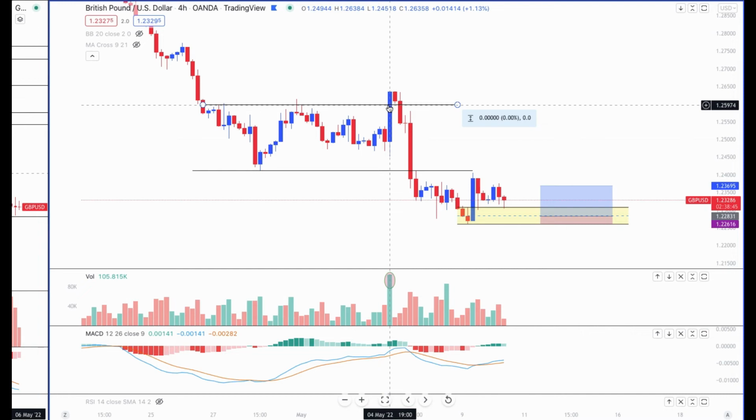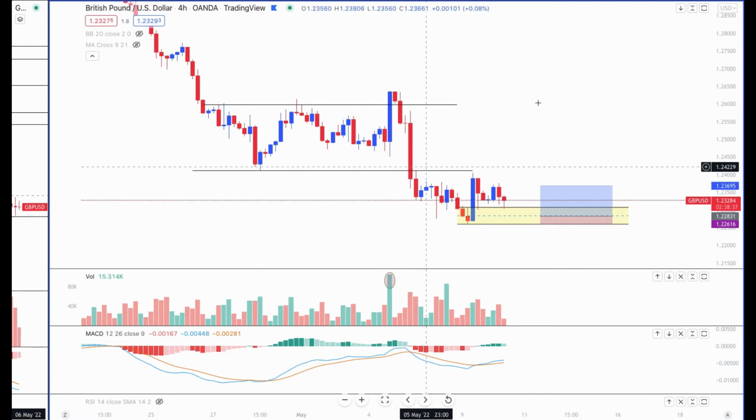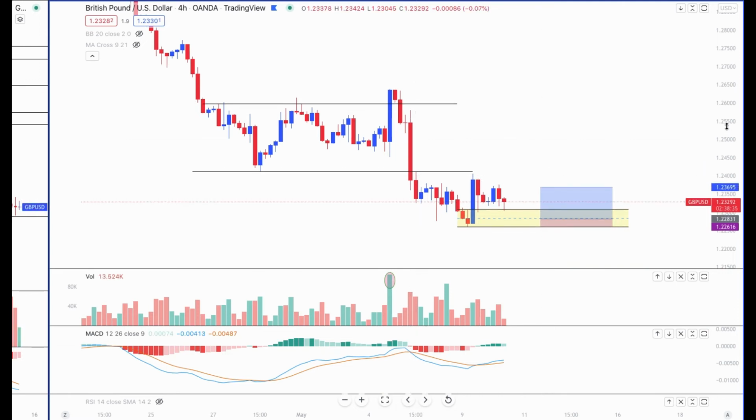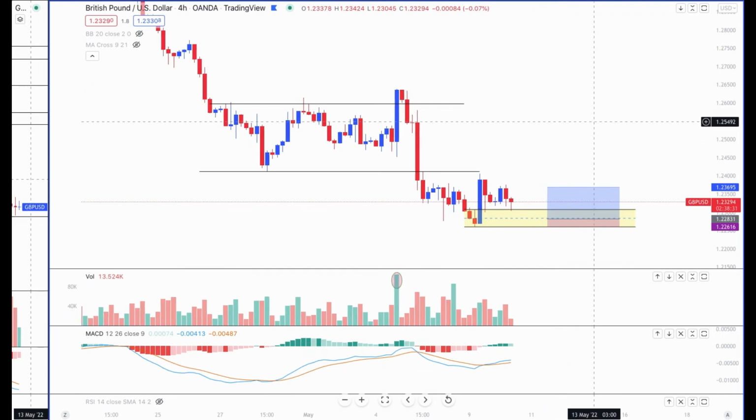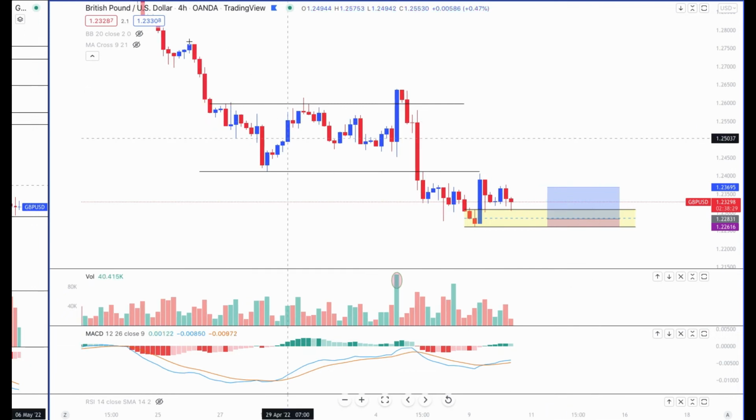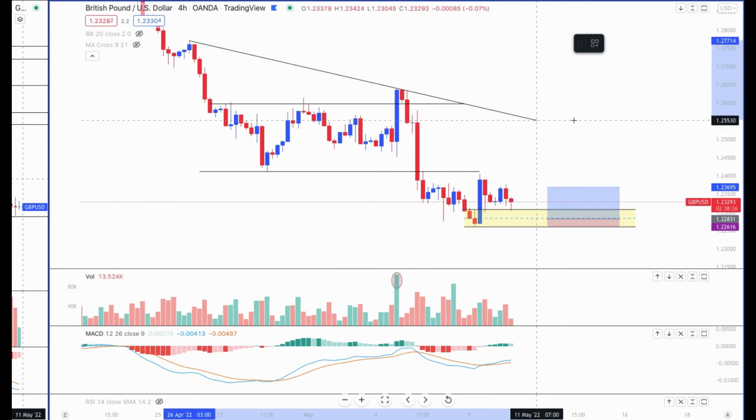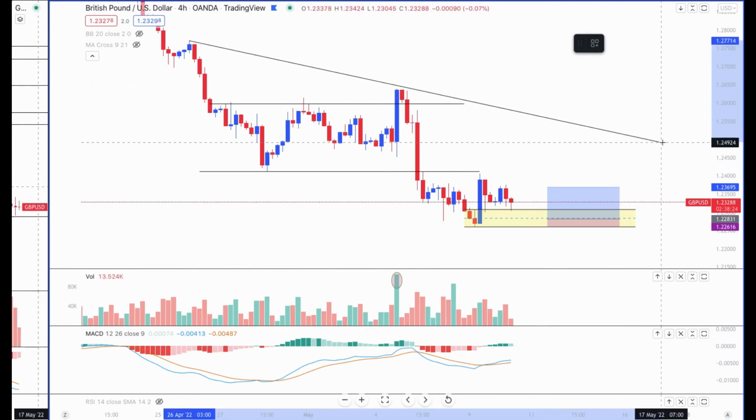And had it been a very small lot size and you risk very small amount, it would have been okay, right? When it broke down this side and you did the same thing, you would have been on the right side of the market and your trade would have worked out well. So this is how we identify or see how fake outs actually work.